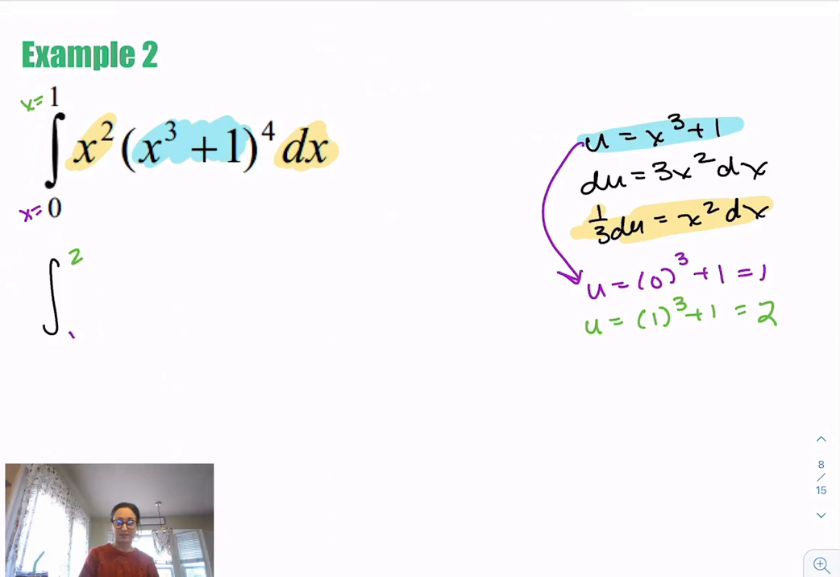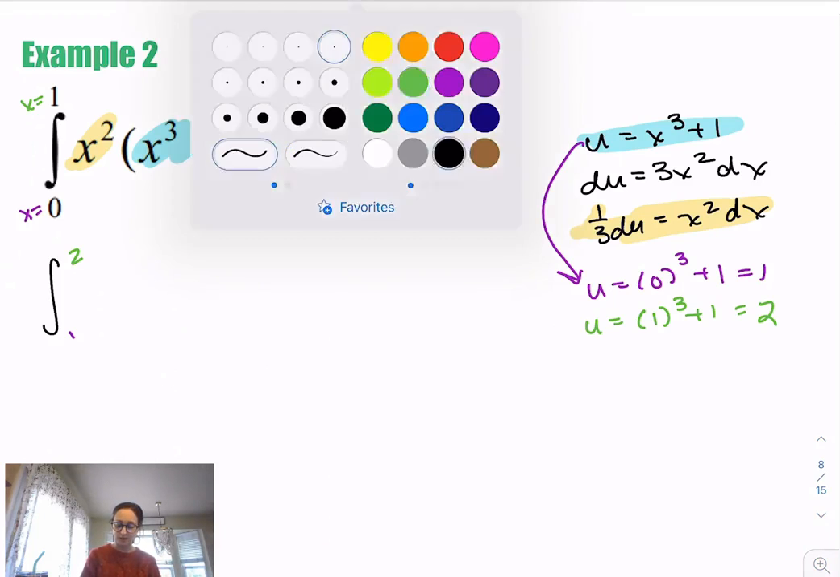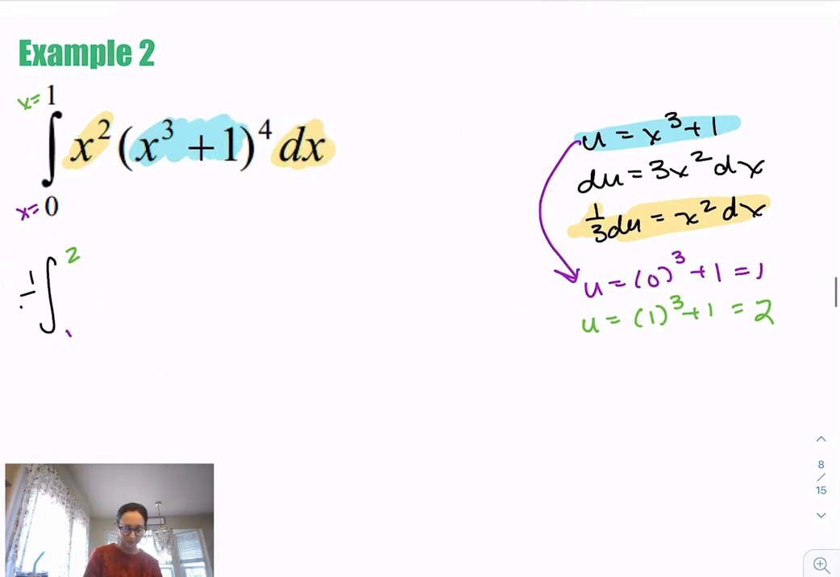Then I'm running into yellow, which I'm replacing with 1/3 du. Again, 1/3 should come out here. Du on the end. The next thing I see is blue, which I'm replacing with u, and I still see that power of 4, which has not been highlighted out, so I need it here, okay? Look at this new integral. Look at how much easier that is to anti-derive and evaluate, right?